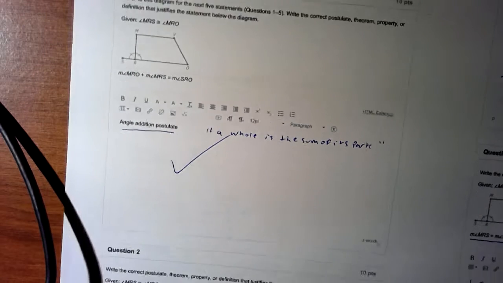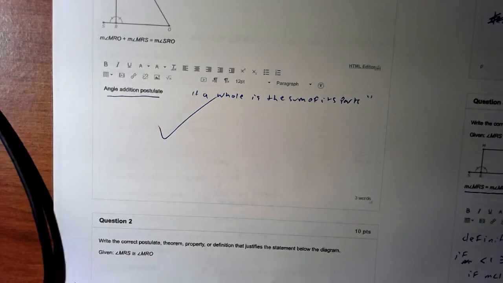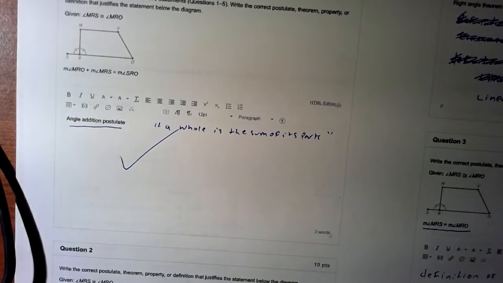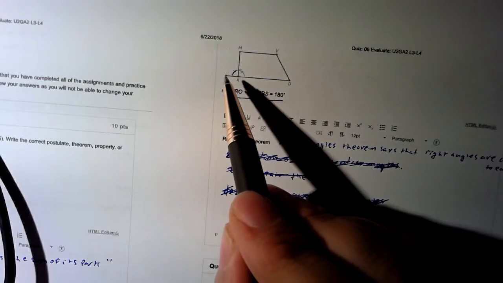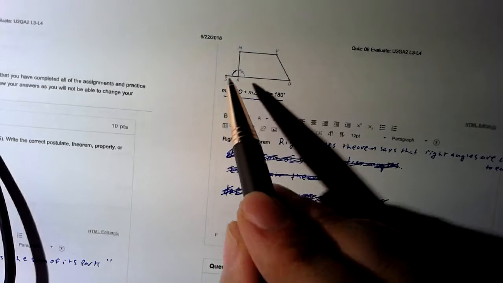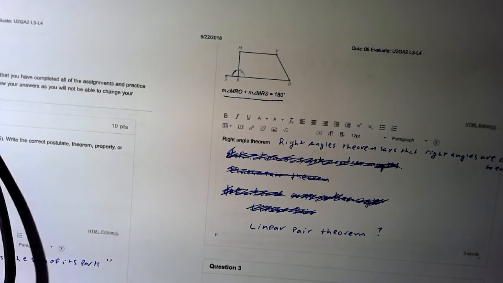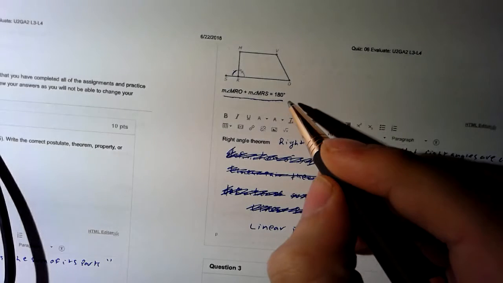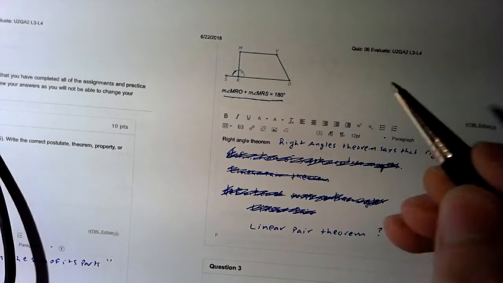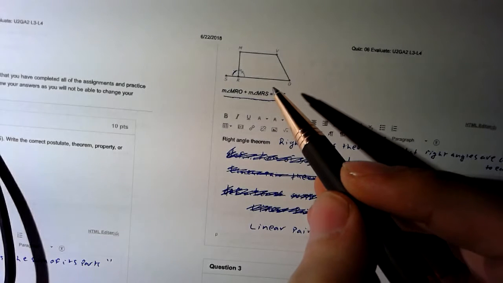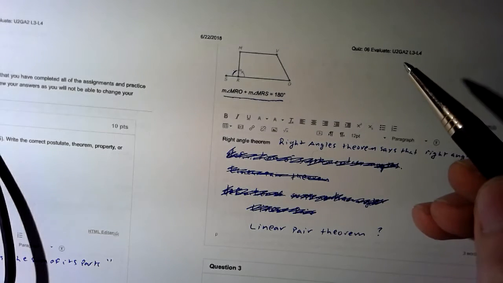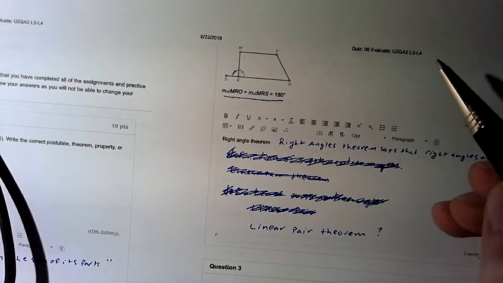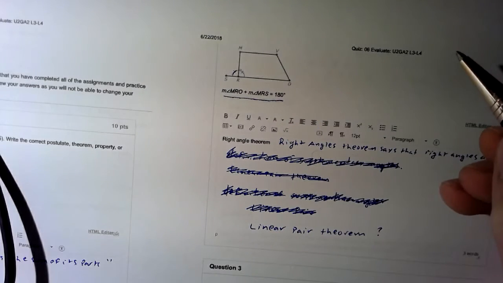The second one is a little bit tricky because of the list of theorems that are given in the module, so I'm going to explain what's going on here. They want us to justify the statement that the measure of angle MRO plus the measure of angle MRS is equal to 180 degrees. When I say concluding the statement, I mean drawing this statement from some previous statement. That's what I mean by concluding this statement. Two ways of getting to this point.